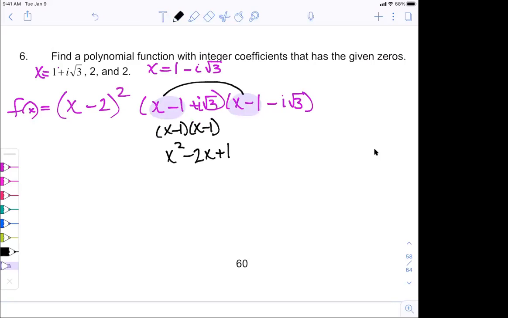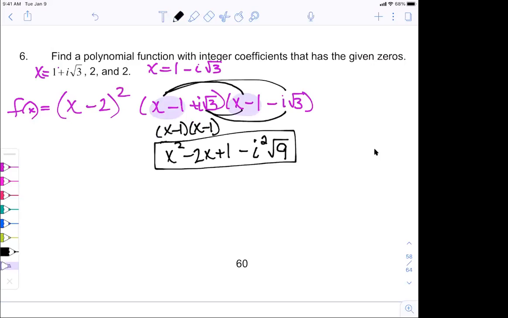But I'm not done with that because there are a lot of things being multiplied here. And when I FOIL, my inner and outer terms cancel because of conjugates, but then my last terms are still there. And my last terms will be minus i squared, and then I have a square root of 3 and a square root of 3, which makes the square root of 9. But this all has to stay together. So this is all together. And the reason it's together is because they're zeros together. Again, the x minus 1 isn't separate. It is together with the i root 3.